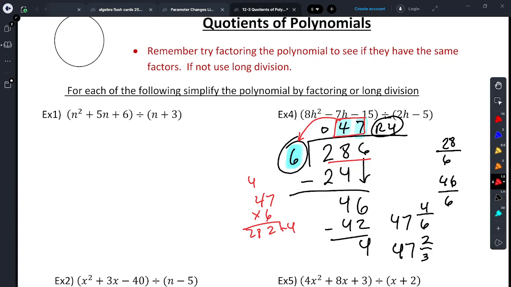All right, so watch. We're going to do the exact same thing. So, first number in the house, right? So this is n squared plus 5n plus 6, yeah? All right, we're copying this now, yeah? What are we dividing by? N plus 3.